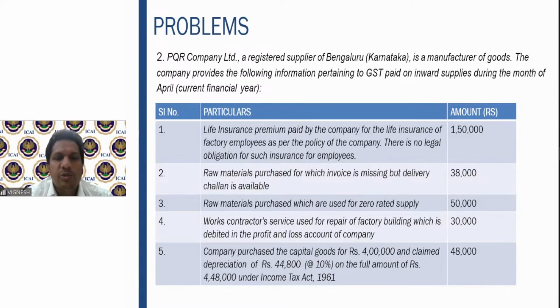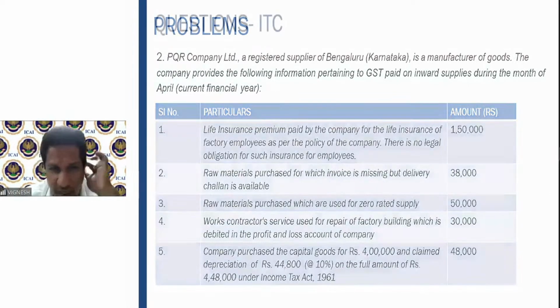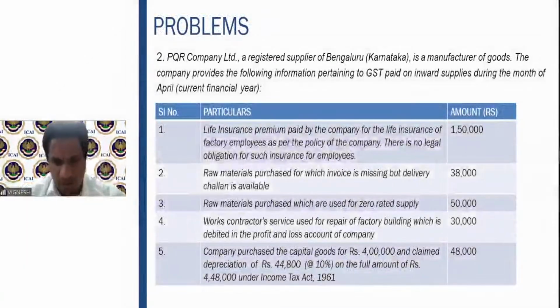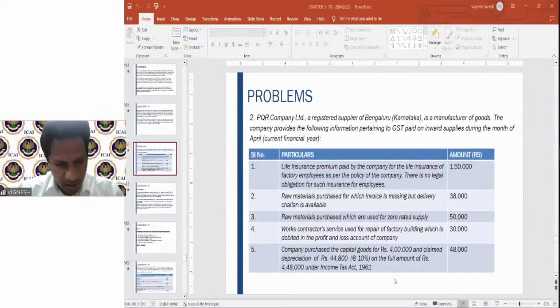1,50,000. Raw materials purchased for which invoice is missing but delivery challan is available, 38,000. Raw materials purchased which are used exclusively for zero rated supply, 50,000. Works contract service used for repair of factory building which is debited in the P&L account of the company, 30,000. Again, the company purchased capital goods for 4 lakhs, claimed a depreciation of 44,800, the 10% on full amount of 4,48,000 under income tax.